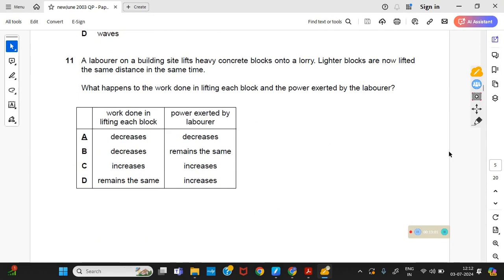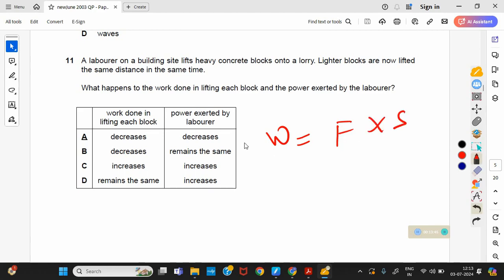A laborer on a building site lifts heavy concrete blocks onto a lorry. Lighter blocks are now lifted the same distance in the same time. What happens to the work done in lifting each block and the power exerted by the laborer? Work done is equal to force times distance. Now the displacement is the same for heavy and for lighter blocks. So obviously a lighter block requires less effort, less work. So work done in lifting each block decreases.